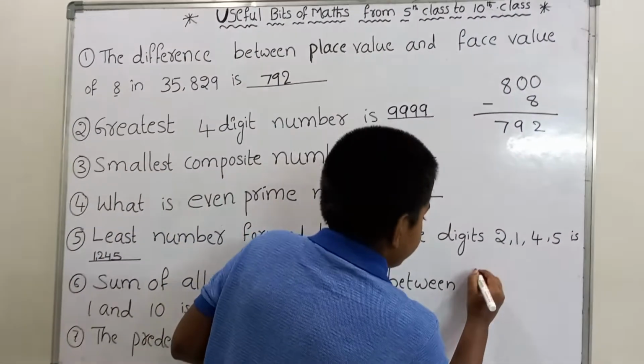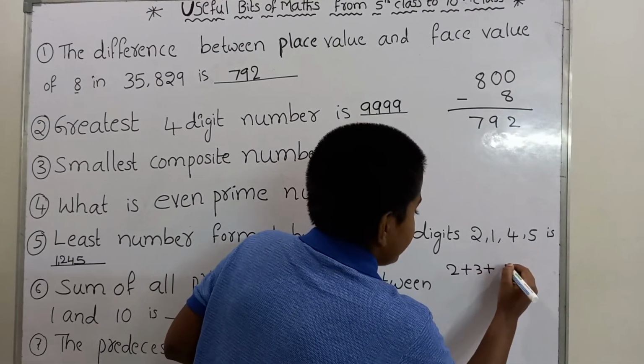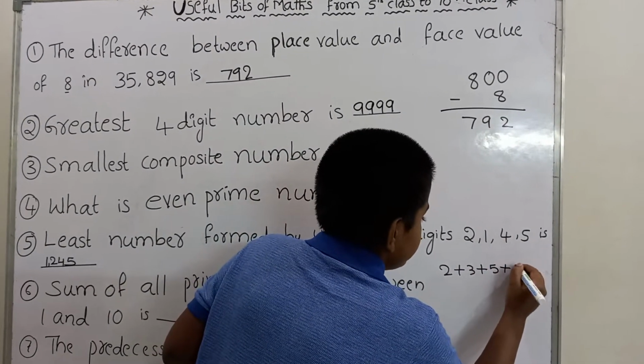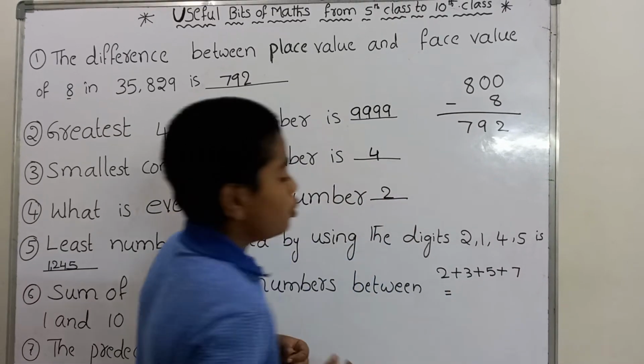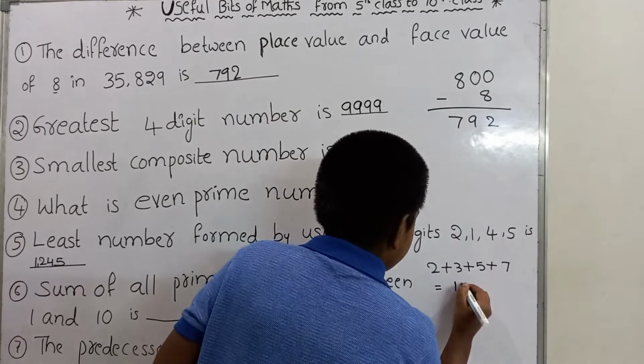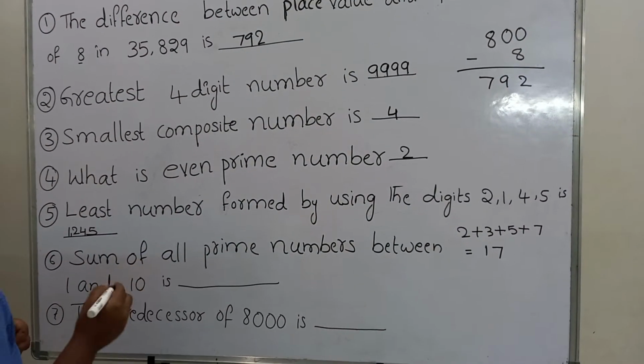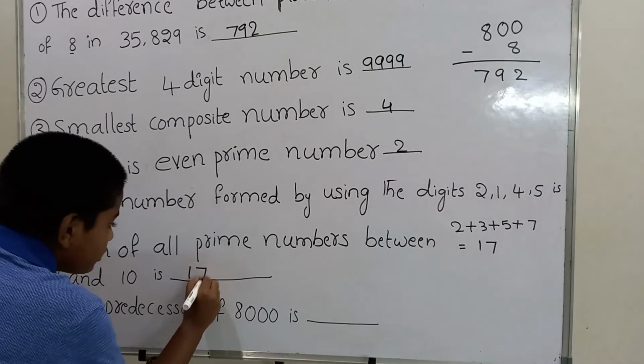And the next question is the sum of all prime numbers between 1 and 10. The first prime number is 2 plus 3 plus 5 plus 7. Here 2 plus 3 is 5, 5 plus 5 is 10, 10 plus 7 is 17. So the sum of all prime numbers between 1 and 10 is 17.